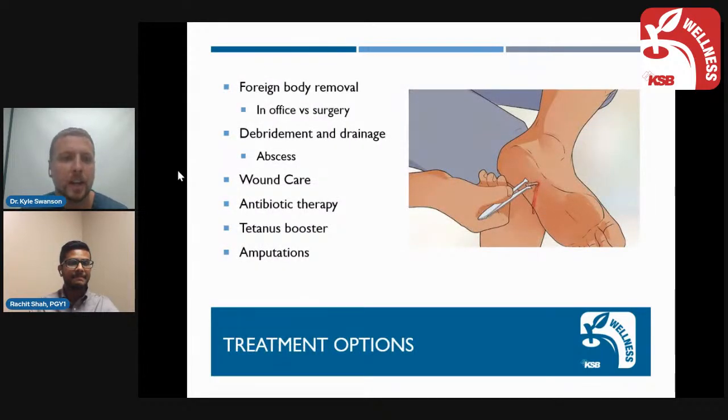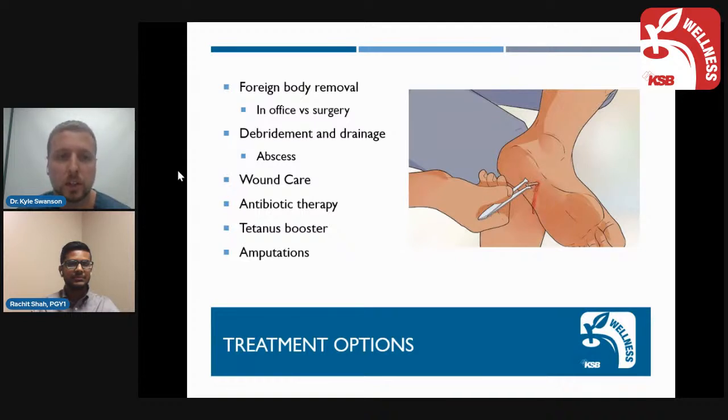Thank you, Dr. Shah. So now we'll move on to some treatment options. In regards to foreign body removal, sometimes, as Dr. Shah mentioned, the foreign body is superficial or closer to the skin, and we can remove this in the office. Sometimes if it is deeper into the muscle or bone, we do have to go down to the operating room and perform a more invasive surgery.